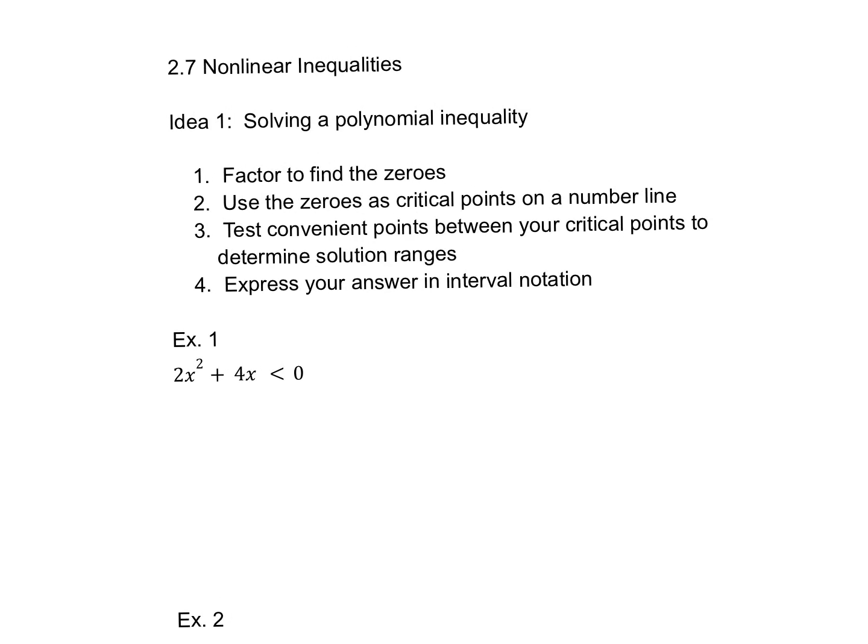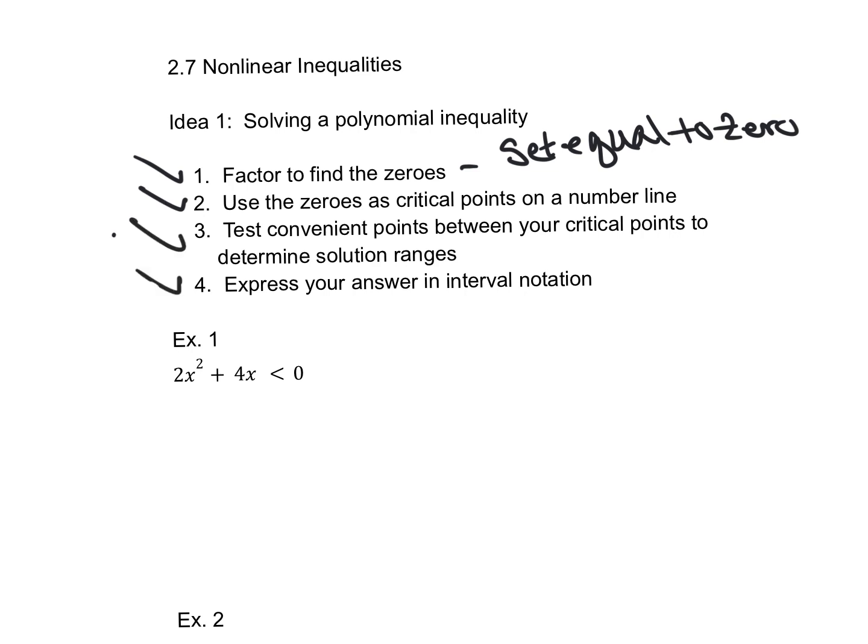So let's take a look here at how we solve a polynomial inequality. First thing that we do is we factor as much as we can to find any zeros. And remember, zeros means that we would have our equation set equal to 0. So anytime it is not equal to 0, we need to make sure we take care of that. Then we use those zeros as critical points on a number line. And then we test points in between the critical points to determine which part we're actually going to shade. And then we express our answer in interval notation. So it's really not terribly difficult.